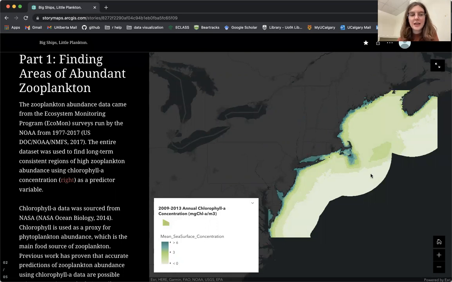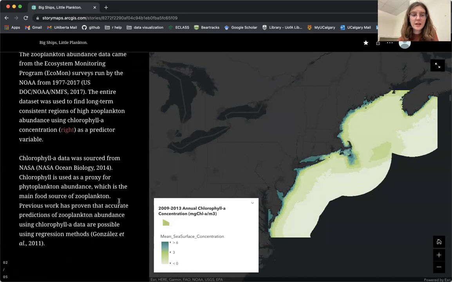And I used chlorophyll A concentration as a predictor variable because the original data came as points, but I wanted to create a continuous surface of abundance over my study area. Chlorophyll A was sourced from NASA, and it's what you see on the right. It is a concentration, an annual average from 2009 to 2013. And it's used as a proxy for phytoplankton abundance, which is the major food source of zooplankton.